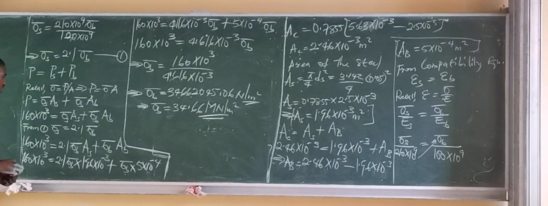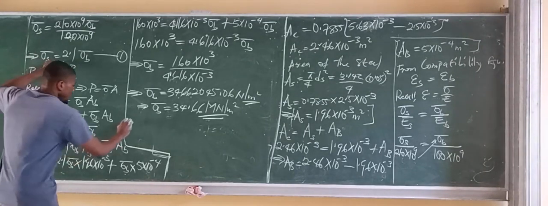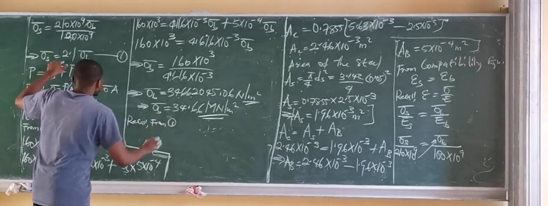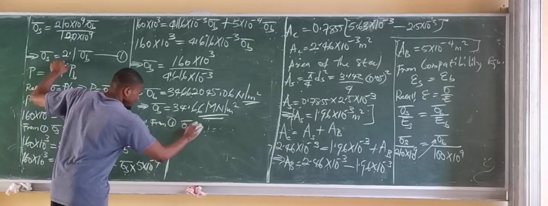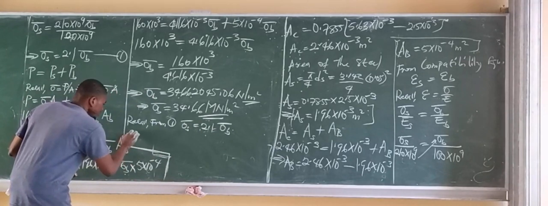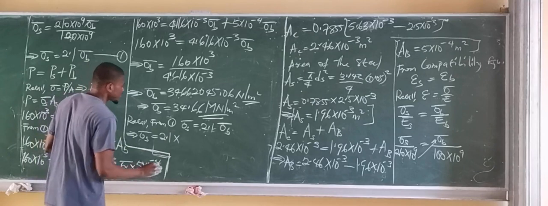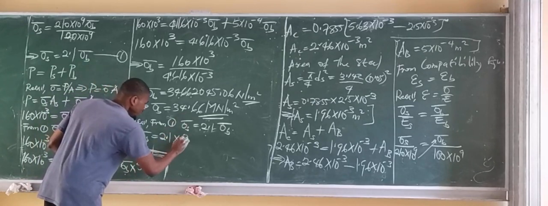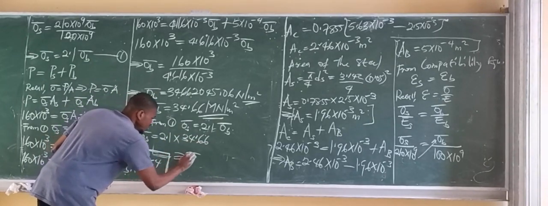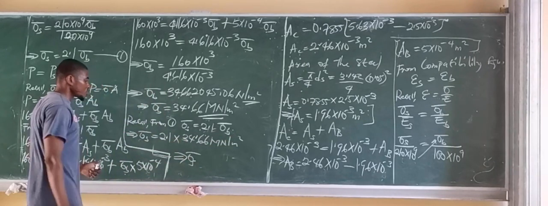The next is to find the stress reduced in the steel rod. Recall from equation 1 here, from 1, we said that the stress reduced in the steel rod, sigma s, is actually 2.1 times the stress of the brass rod. So the stress of the steel rod is now 2.1 times the stress of the brass rod, which was 34.66 meganewtons. So let's use this 34.66. That implies that the stress reduced in the steel is 34.66 meganewtons multiplied by 2.1.